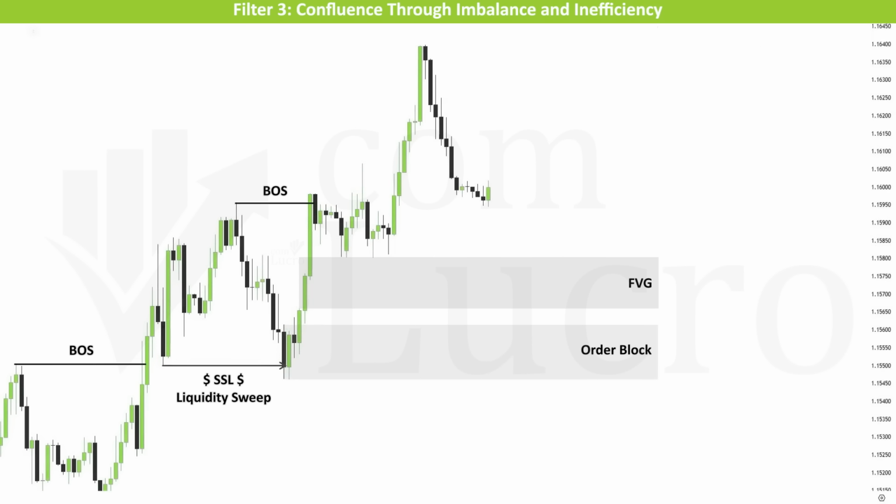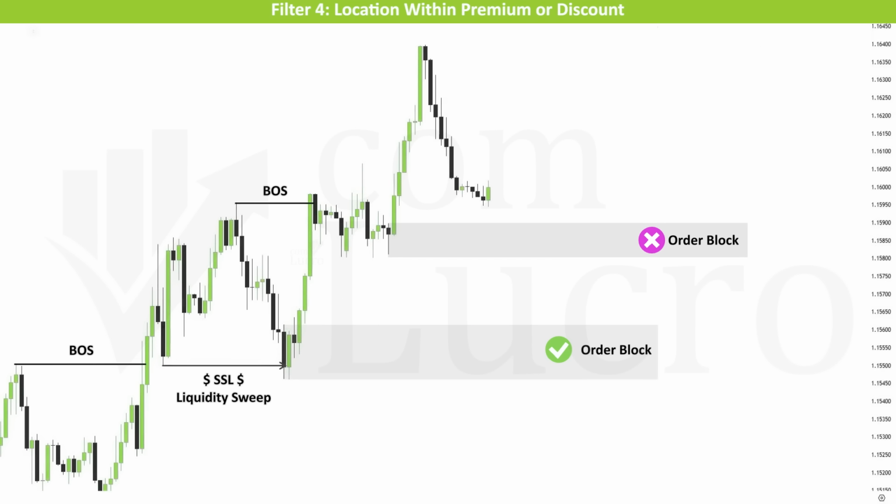And the unfilled gap left above or below the point of interest works like a magnet, making the zone more sensitive and more reliable. Because of that, when price returns to these areas, it is far more likely to respect them. Moving forward to filter number 4, location, premium or discount. Because a good zone in a bad place is still a bad trade.